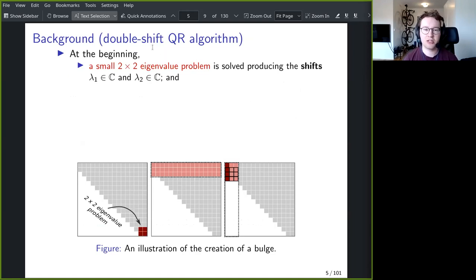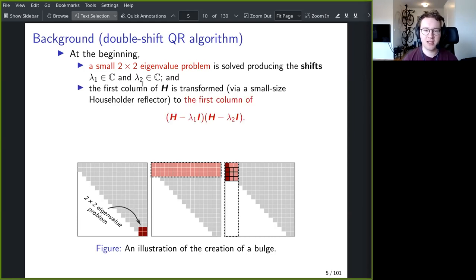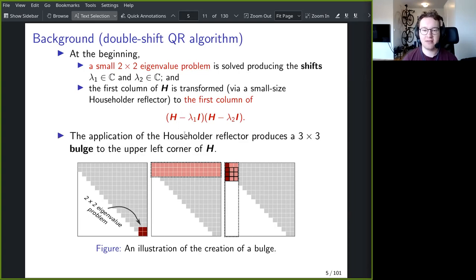So the Schur reduction is performed using an algorithm called the double shift QR algorithm, and this is an older algorithm. It starts by solving a 2 by 2 eigenvalue problem in the lower right corner of the matrix, from which we get two shifts, lambda 1 and lambda 2. Then we transform the first column of the matrix into the first column of this shifted product matrix shown here. This is done by applying two small 3 by 3 Householder reflectors from both sides.